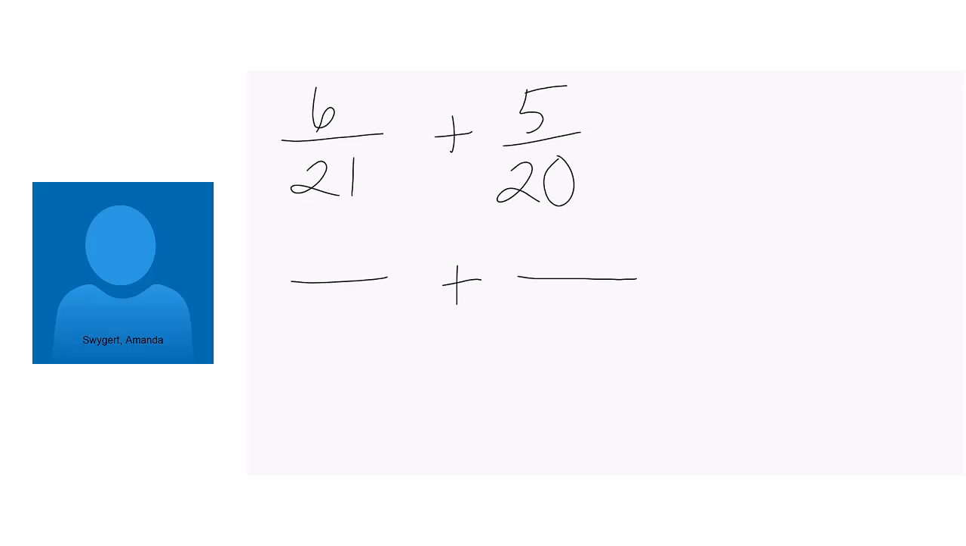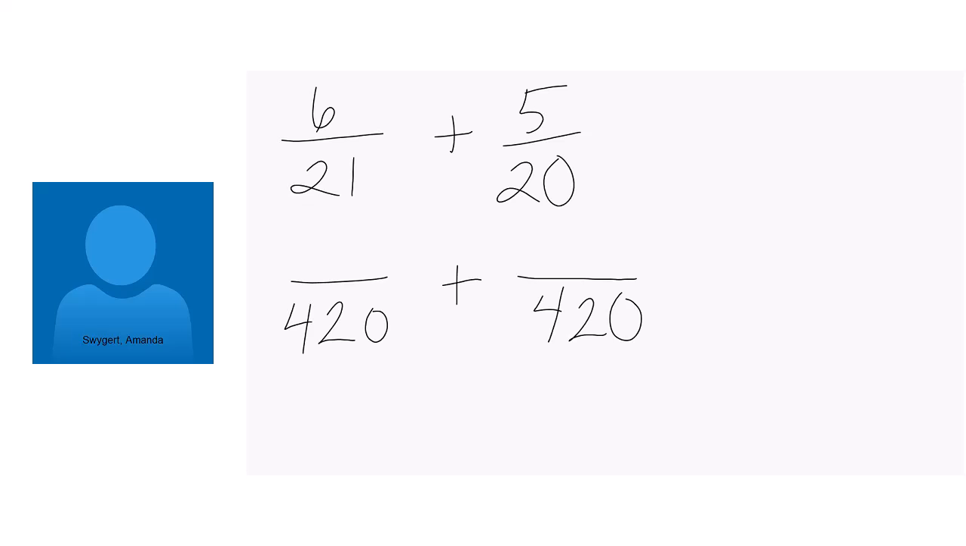I'm not going to sit here and waste my time trying to figure out a least common denominator. I know that if I multiply 21 by 20, whatever that number is, it's something I'll be able to use. So I'm going to do that. 21 times 20, and I have 420. So yes, you're going to deal with bigger numbers, but at least it's going to work. Okay, so I'm going to make each denominator 420.